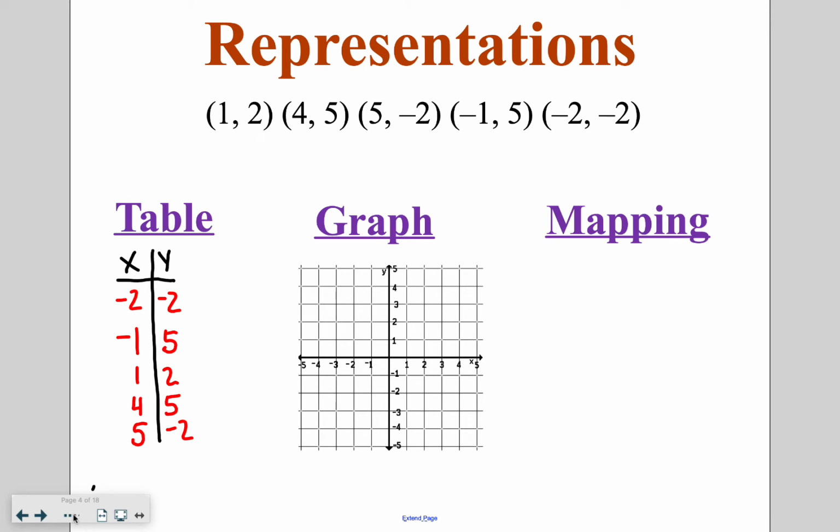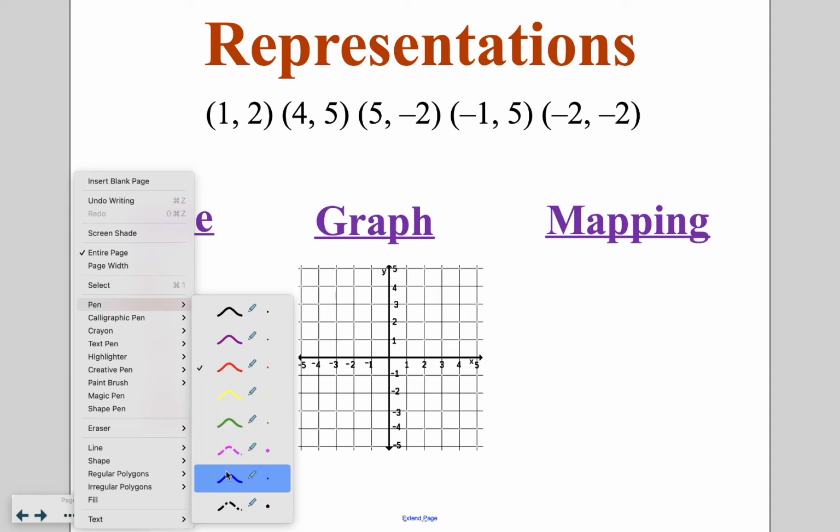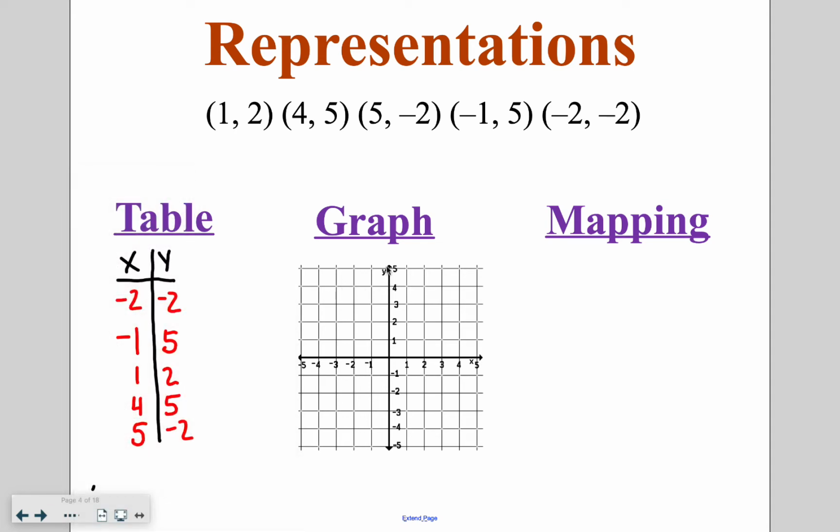Again, you are probably familiar with how we graph things, so that's our next representation. I'm going to put the first one, (1, 2): a dot at 1 to the right and 2 up. Then we've got (4, 5), which is 4 to the right and 5 up. Then (5, -2), which is 5 to the right and 2 down. Then (-1, 5), which is 1 to the left and 5 up. And then (-2, -2), which is 2 to the left and 2 down. So graphing is just what we have done previously in the coordinate plane, putting our points on based on left, right, up, and down.